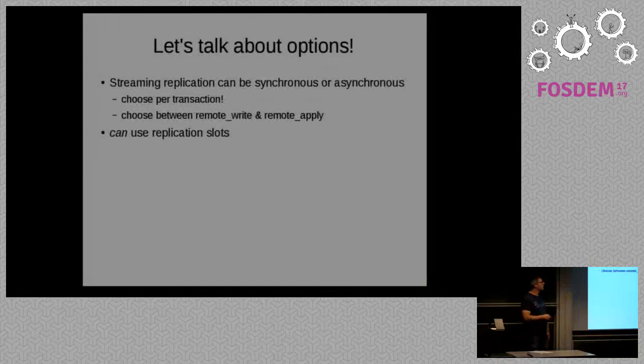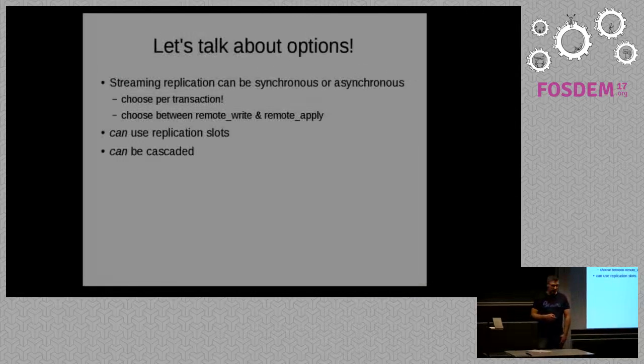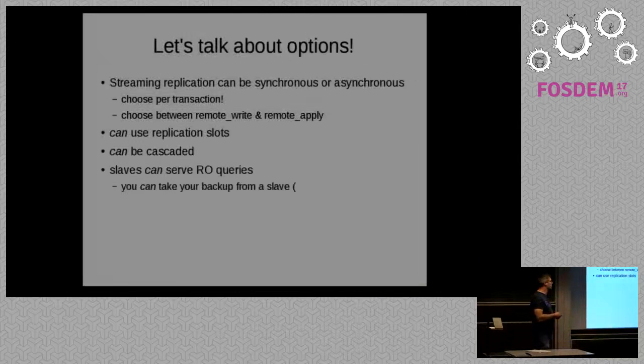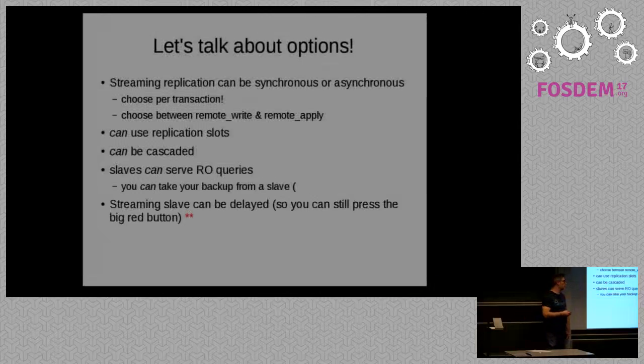You can use replication slots. I would for now say, yeah, know that they exist, but you don't actually need them when we're done here. They can be cascaded. We'll have a nice picture there. Slaves can serve read-only requests. You can even take your backup from a slave. But, I think I didn't finish there. There's some implications with feedback, etc. So if you don't really need that, never mind.